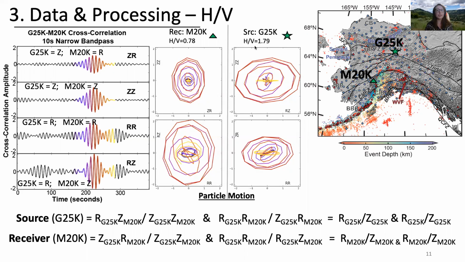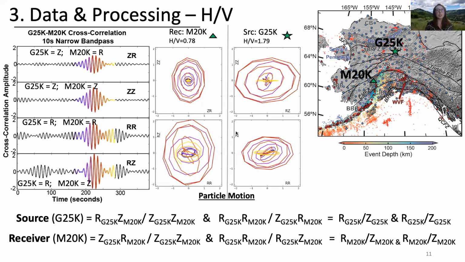Clearly, the particle motion is elongated in the vertical direction at receiver M20K, producing lower horizontal to vertical ratios, which we measure as the ratio of the maximum amplitude of the envelope for the corresponding radial and vertical cross-correlograms that create the particle motion, shown here. For the receiver station, this corresponds to ZR over ZZ, maximum amplitude ratio. And for the source station, G25K, this corresponds to RZ over ZZ and RR over ZR.